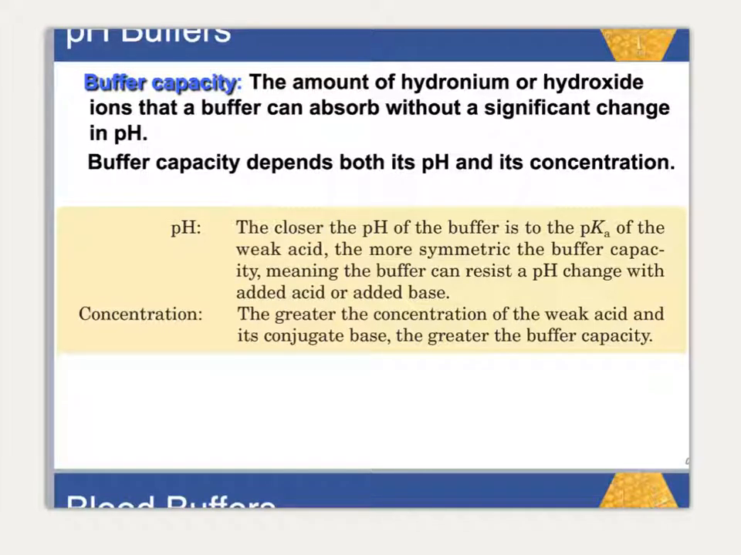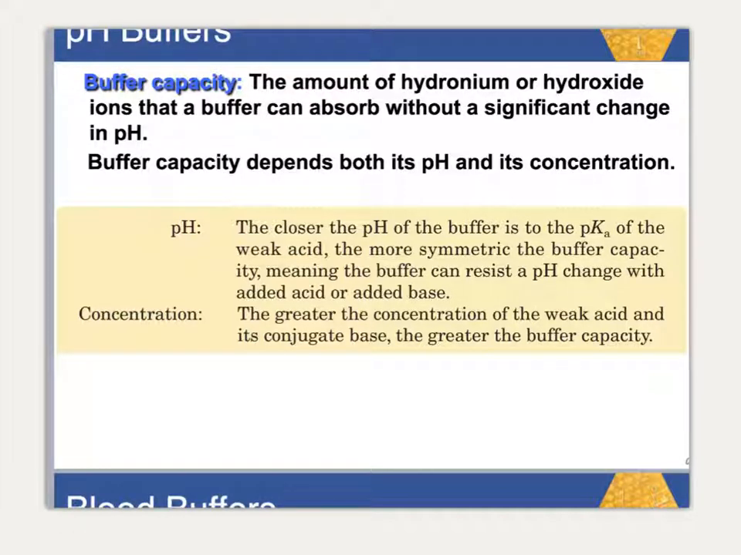Another vocab term that is important is buffer capacity. This is the amount of hydronium or hydroxide ions that a buffer can absorb without a significant change in pH. So this is the amount of acid or base that you can add to a buffer system before it reaches its floor and or ceiling. After that, you're going to have a drastic pH change.